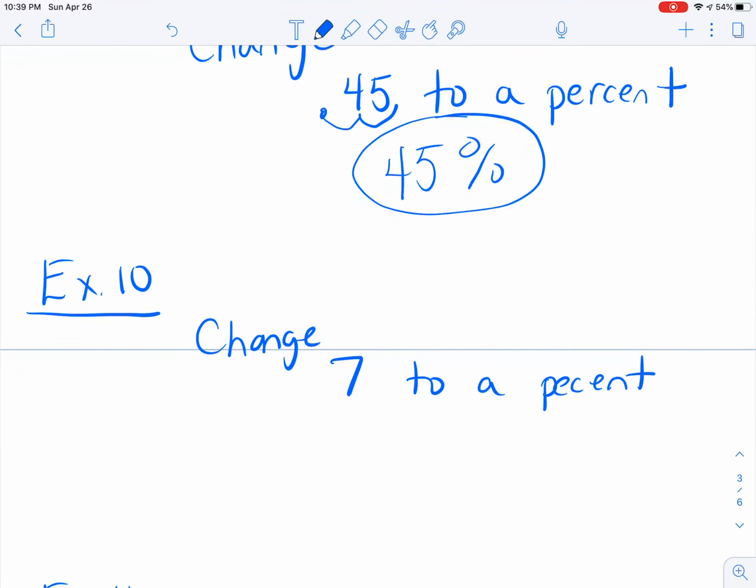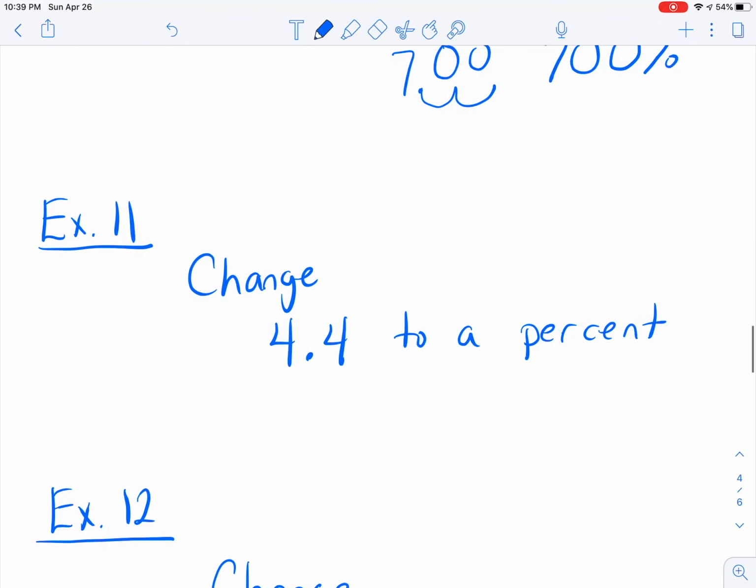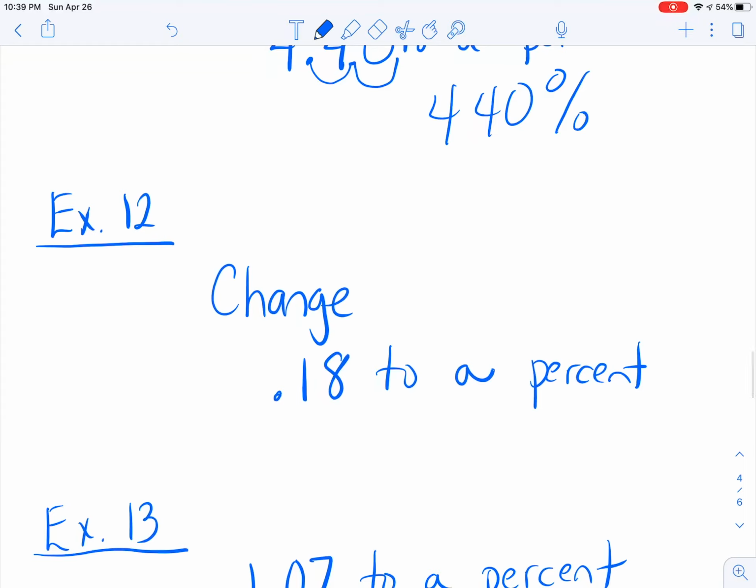Change 7 to a percent. I'm still going to move it. Where is my decimal on 7? It's behind it. 1, 2 places to the right, so that would be 700%. 1, 2 to the right, it would be 440%. 18 to a percent. 2 places to the right, add your percent sign back, 18%.